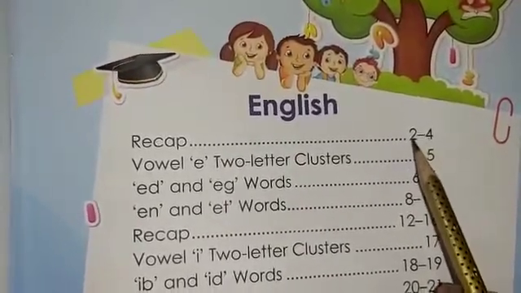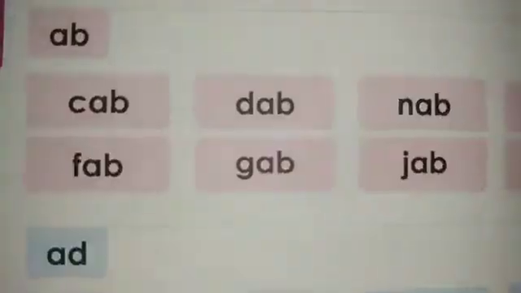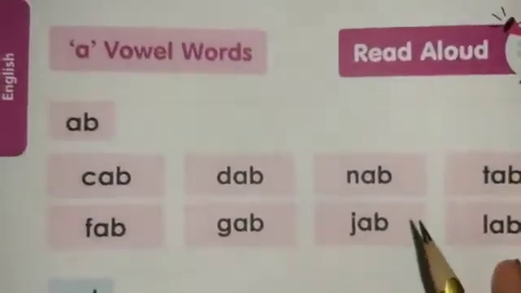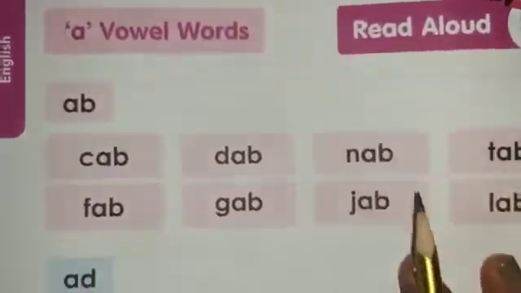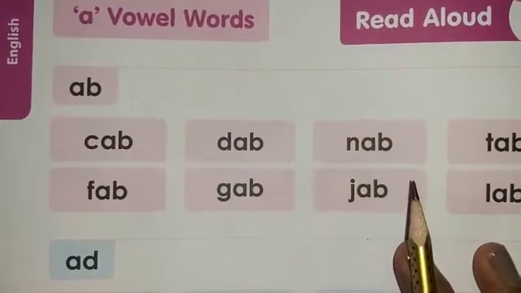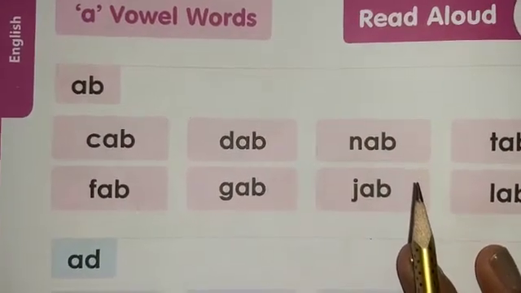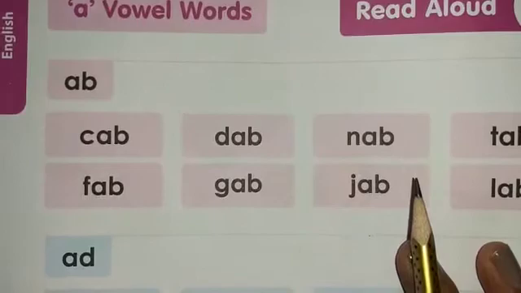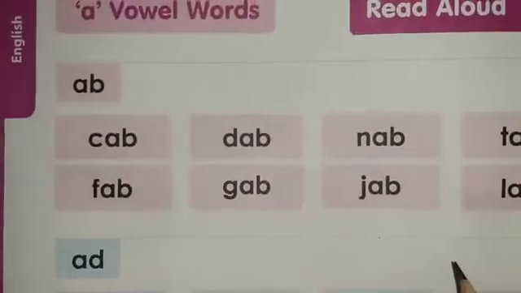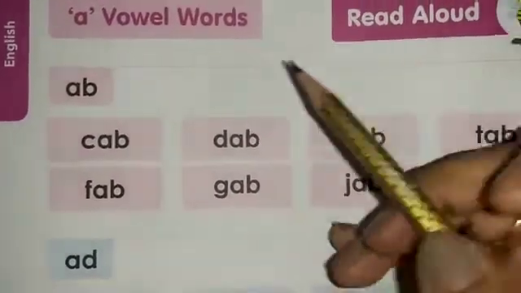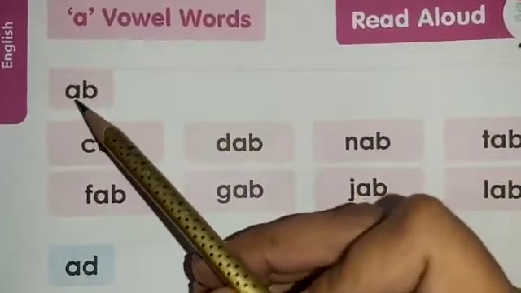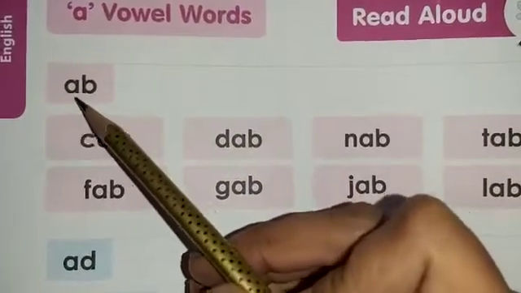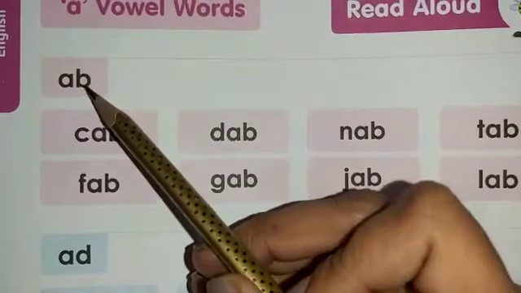So firstly, please open page number 2 in your book number 3. Now, as you can see, this page is about the vowels which we have already studied. We are going to quickly revise what we have studied and then move ahead, right? So, let's start. This is the A-B cluster. A, B, B. What are the words we have studied?